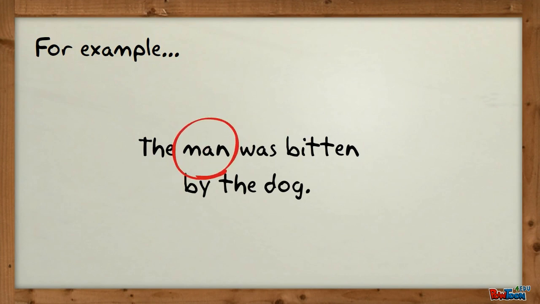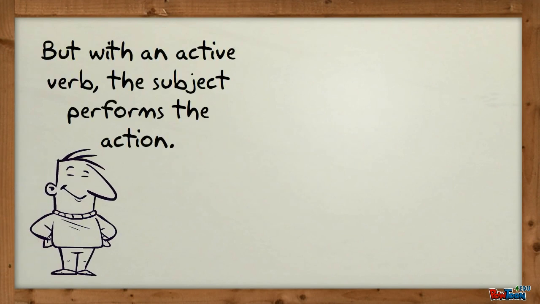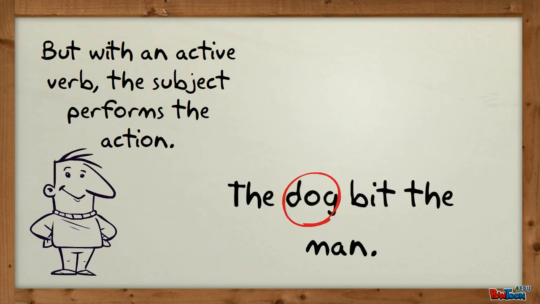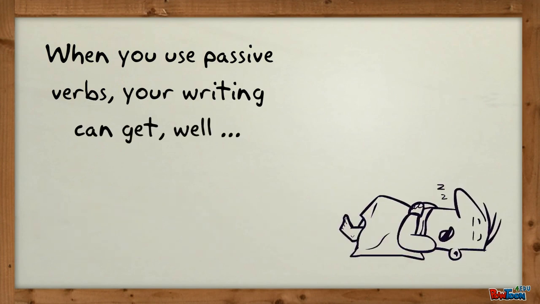In this case, the man is the subject, but the dog, which is the object of the sentence, is actually doing the biting. But with an active verb, the subject is actually doing the action. So in this case, the dog bit the man. You know, when you use passive verbs, your writing can get a little bit boring.